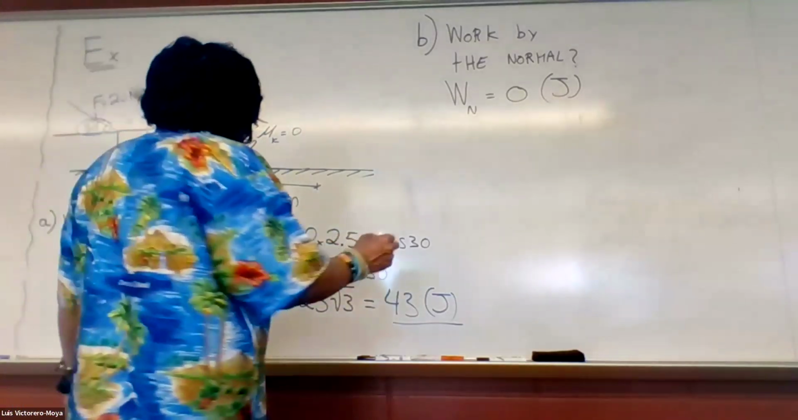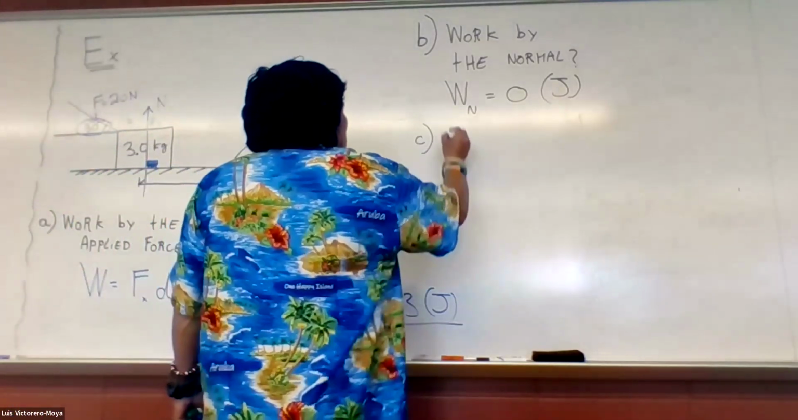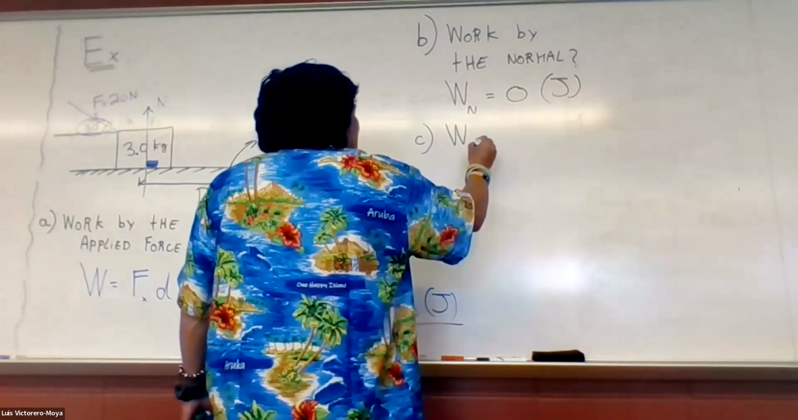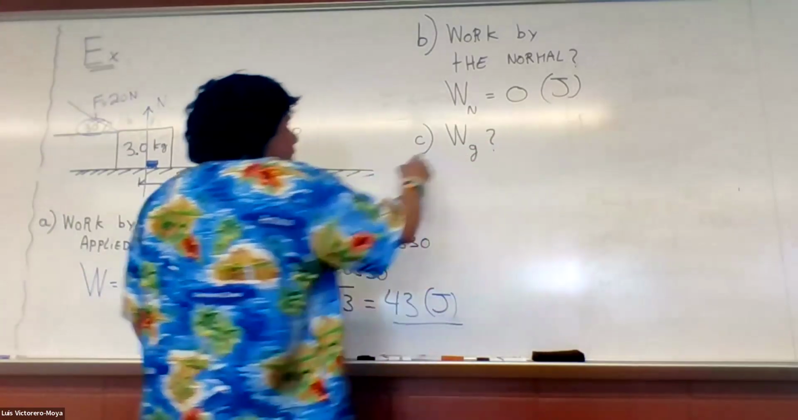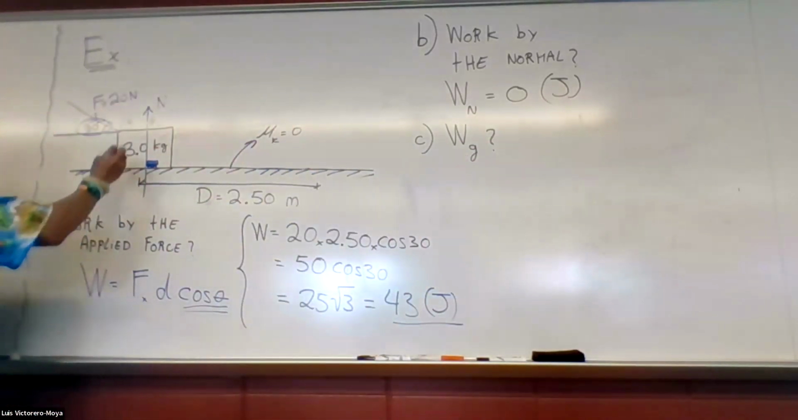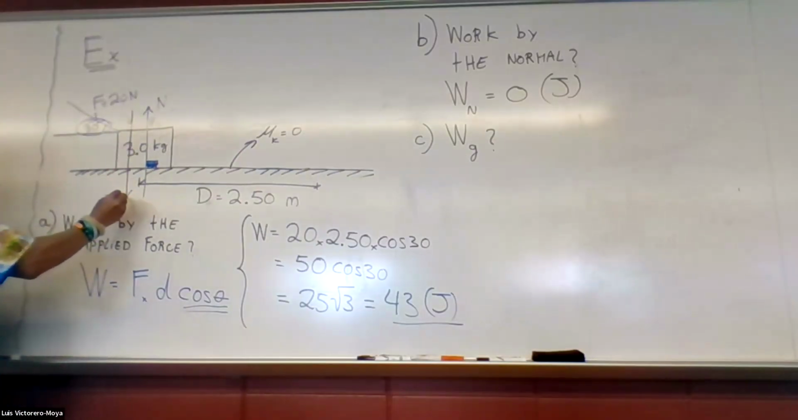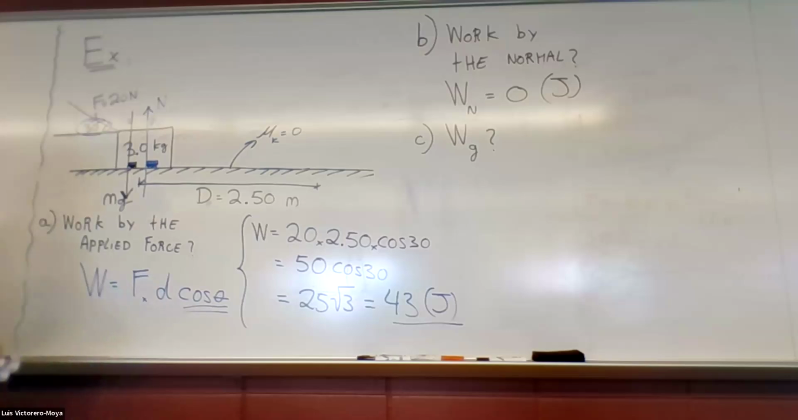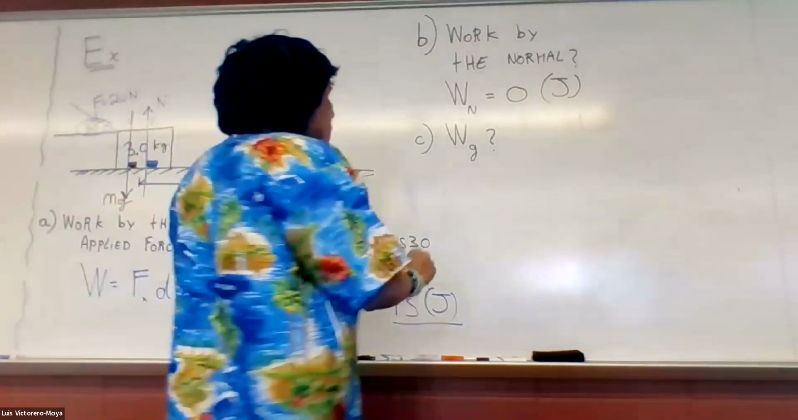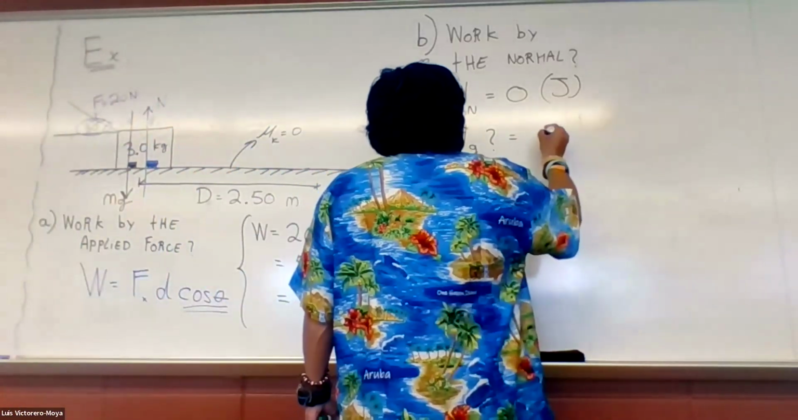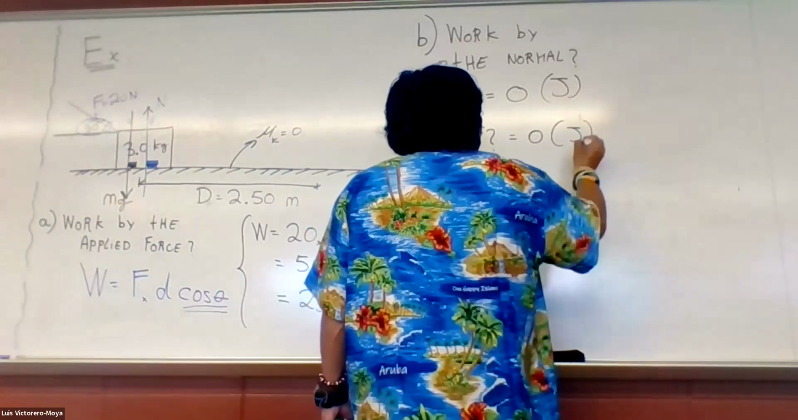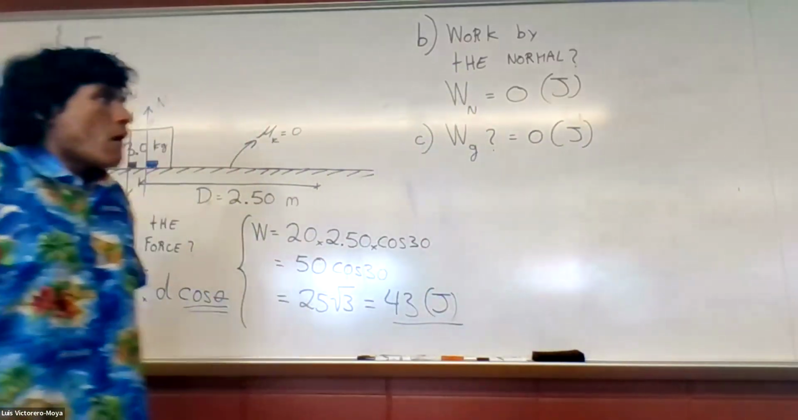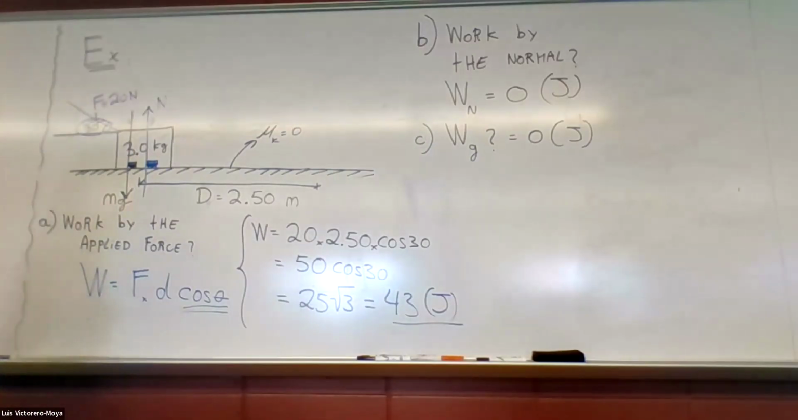The same about the force of gravity. What about the work done by gravity? What's the force of gravity? mg. But again, mg is also perpendicular. So the work done by gravity is 0 joules. All right?